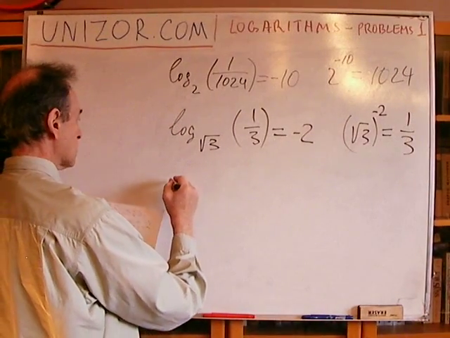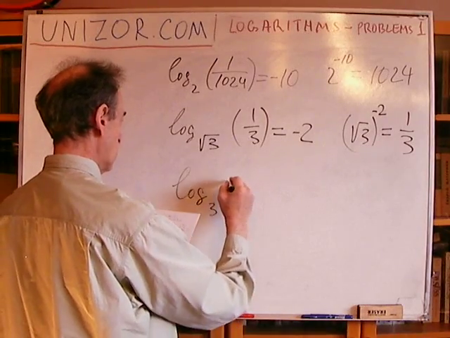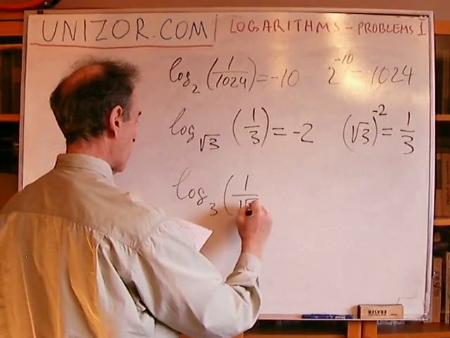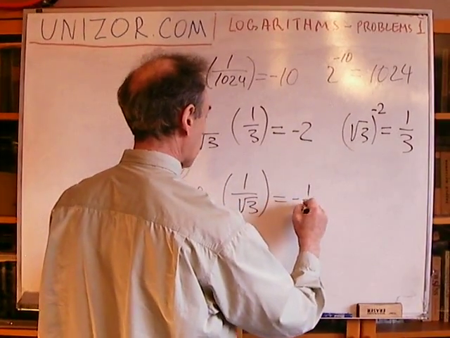And the last one in this series, log base 3 of 1 over square root of 3 is equal to minus 1/2.